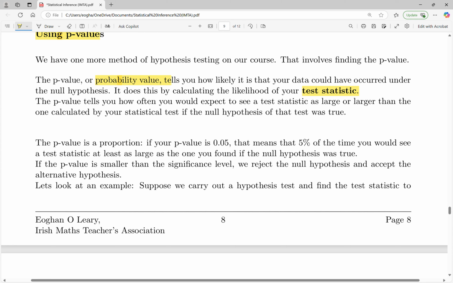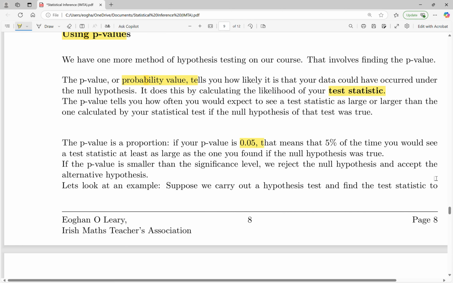The p-value is a proportion. Okay, so if your p-value is 0.05, this means that in 5% of the time you would see a test statistic at least as large as the one you found if the null hypothesis was in fact true. If the p-value is smaller than the significance level, we reject the null hypothesis and accept the alternate hypothesis. So again, there's your theory, right? So let's look at an example.